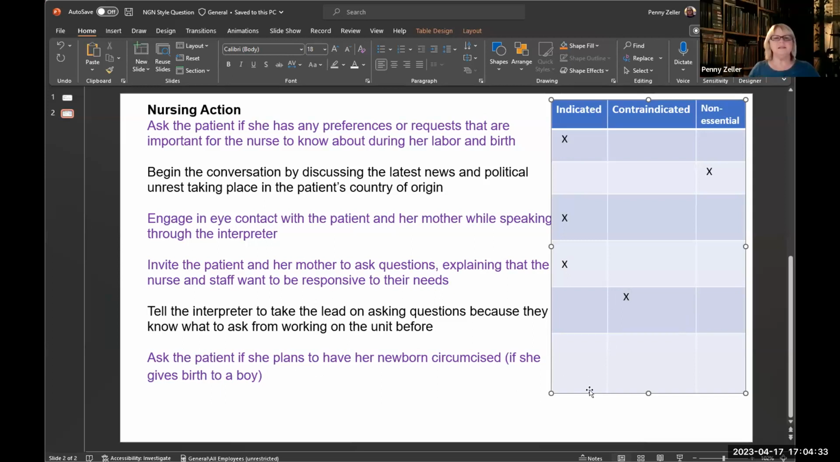What does everybody think? You think that's indicated? During labor, I think it's kind of non-essential at this point. You can always discuss that after delivery. Yeah, I think it's non-essential. So that's a type of NGN, next generation nurse question. It takes a little bit of judgment.